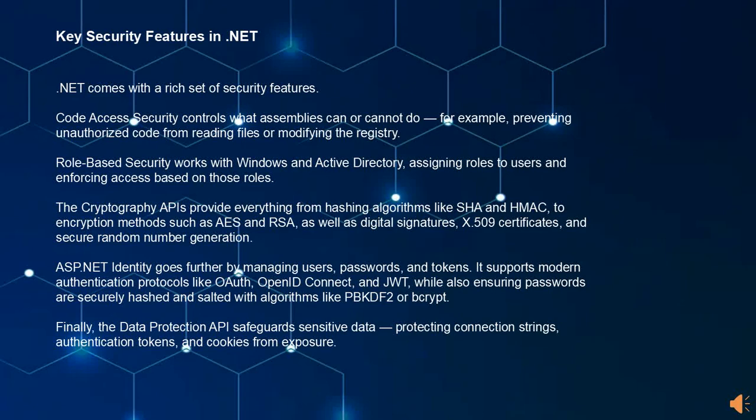ASP.NET Identity goes further by managing users, passwords, and tokens. It supports modern authentication protocols like OAuth, OpenID Connect, and JWT, while also ensuring passwords are securely hashed and salted with algorithms like PBKDF2 or bcrypt. Finally, the Data Protection API safeguards sensitive data, protecting connection strings, authentication tokens, and cookies from exposure.